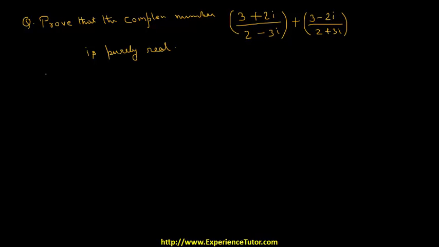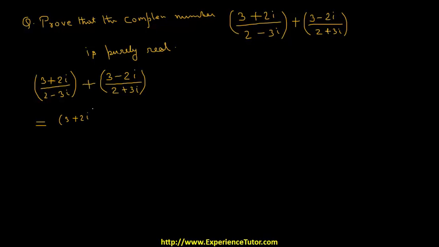Now our question is, prove that the complex number 3 plus 2i upon 2 minus 3i plus 3 minus 2i upon 2 plus 3i is purely real. So we can write the same equation as 3 plus 2i upon 2 minus 3i multiply by 2 plus 3i in the numerator and denominator.